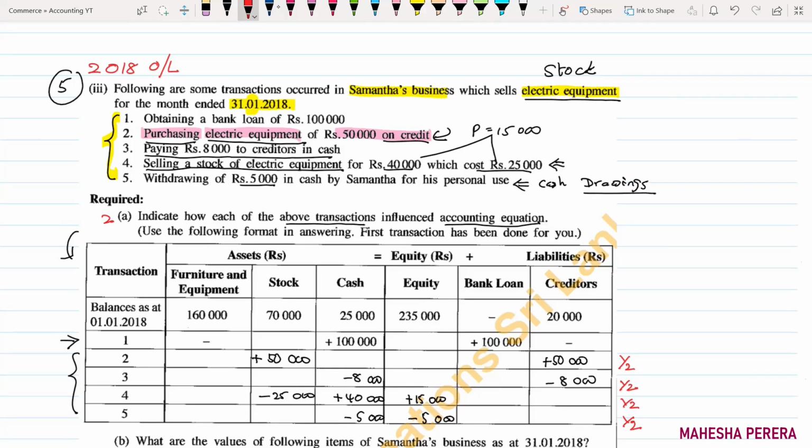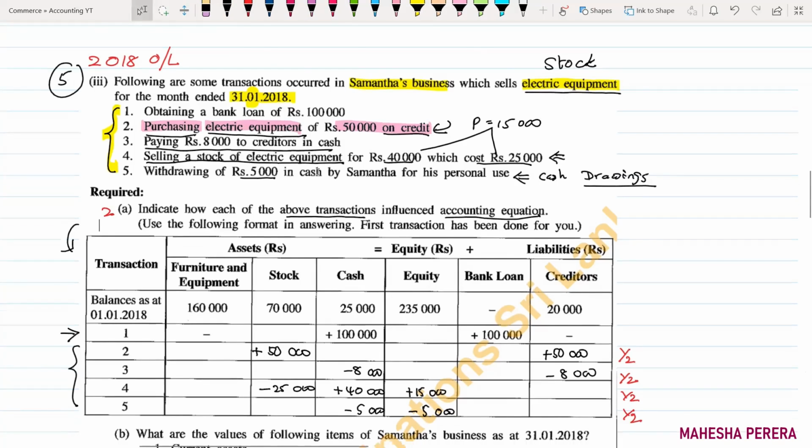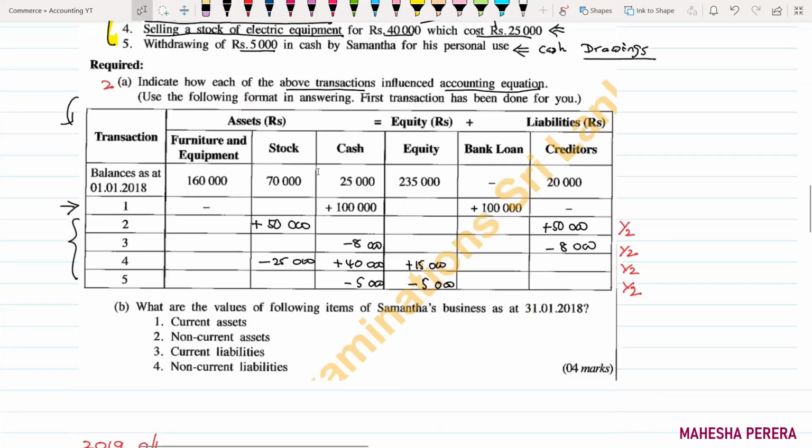Right, let's move on to the second part, part B. They asked what are the values of the following items of Samantha's business as at the date. Look at the date: 31st of January 2018. If you look at this table, they have given balances as at 1st of January 2018. So what do you call this balance? This is the opening balance, so let's write OB. These are opening balances, that means month beginning balances.